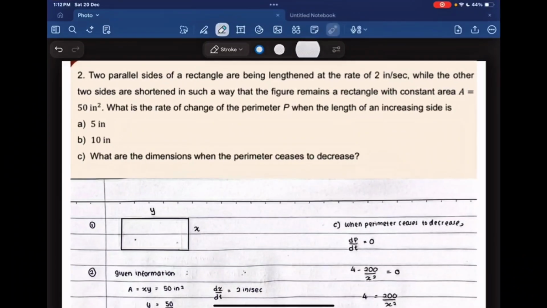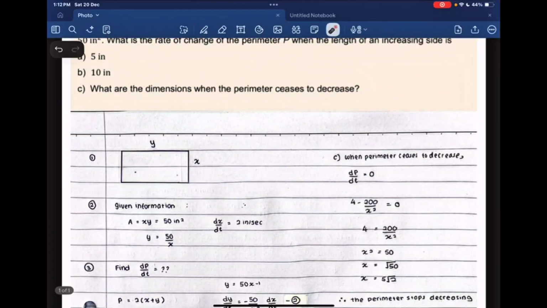Thank you. For question number 2, they said two parallel sides, which is x, are being lengthened at the rate of 2 inches per second. So we know that dx/dt is equal to 2. And also we know that the constant area A is equal to 50 square inches. So first we have to draw a diagram showing a rectangle with side of x and the width as y.